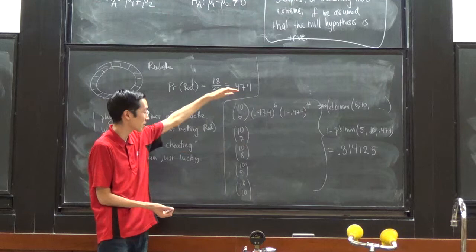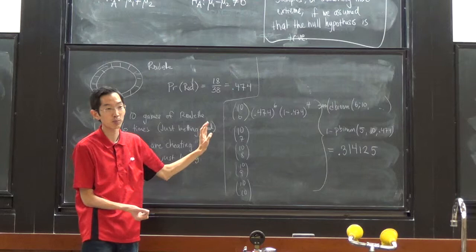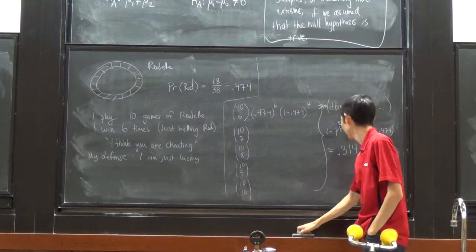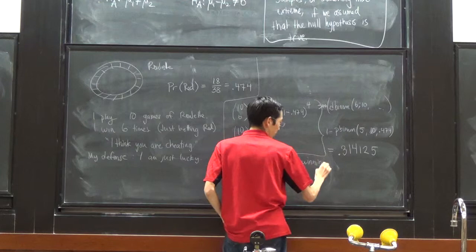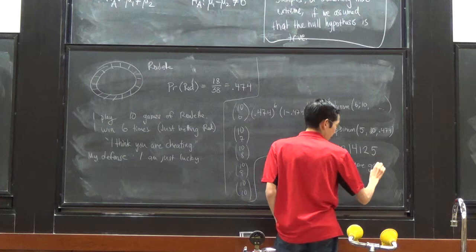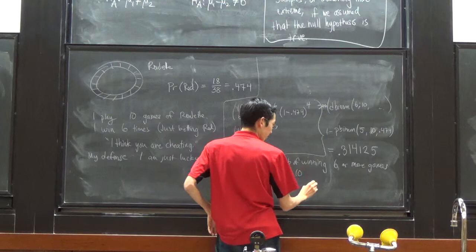Or this is just the probability of winning 6 or more games out of 10, even if they were playing purely fairly, okay? So let's see, 0.314125, this is the probability of winning 6 or more games out of 10 for anyone playing fairly.